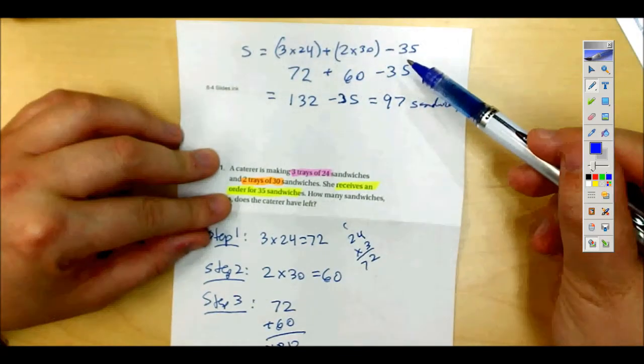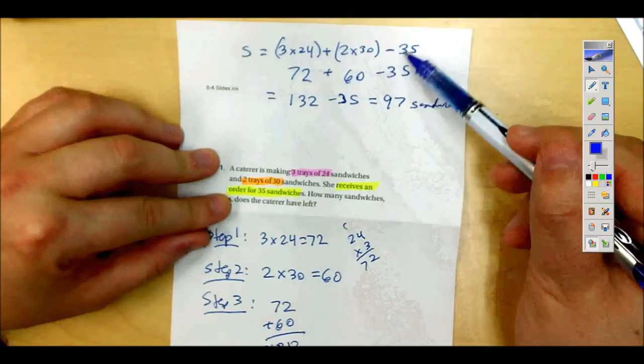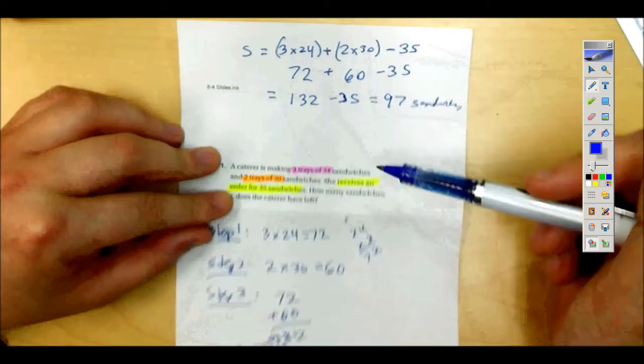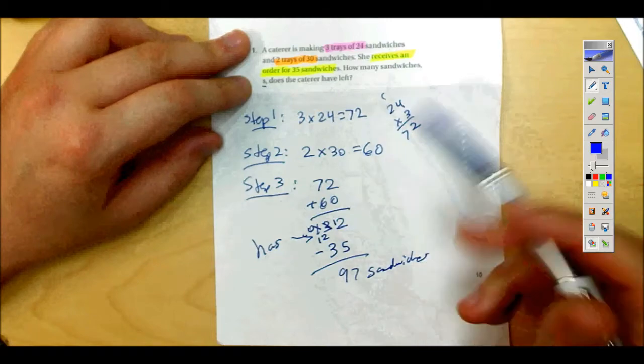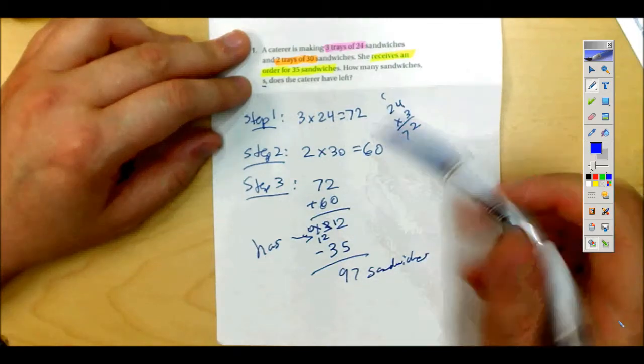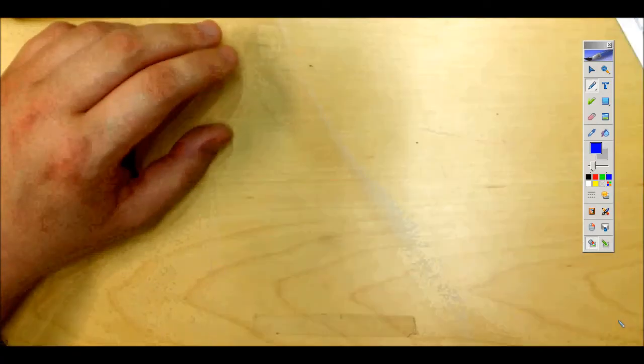So, 2 different ways of doing it. One big equation that you can just kind of do all at once, or you can just step by step, 3 separate, very small equations that are very easy to do individually. We'll do one more.